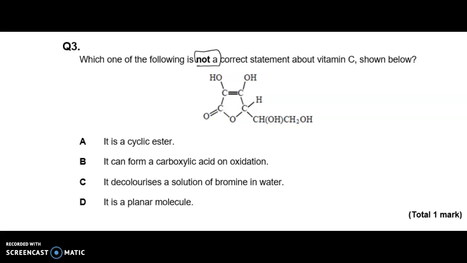Is it a cyclic ester? Yes, it is cyclic. Does it have an ester group? Ester group is C double bond OR. Yes, you can see there is an ester group present, so this is a correct statement.